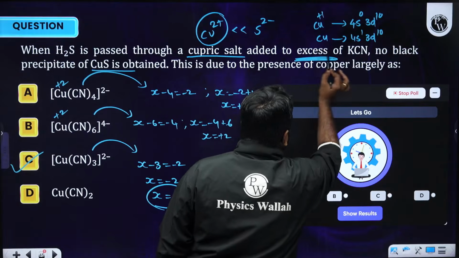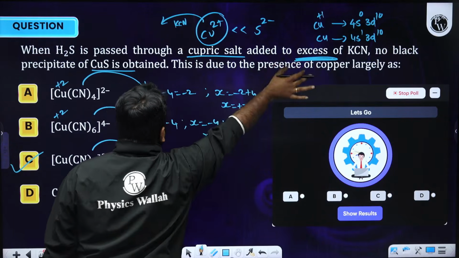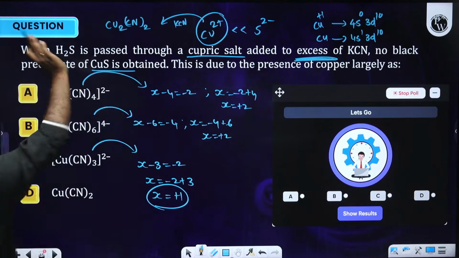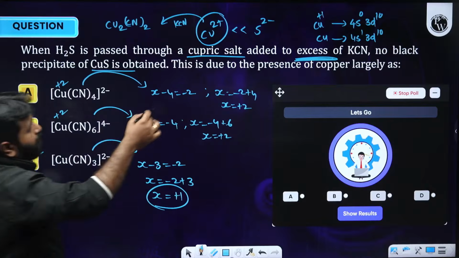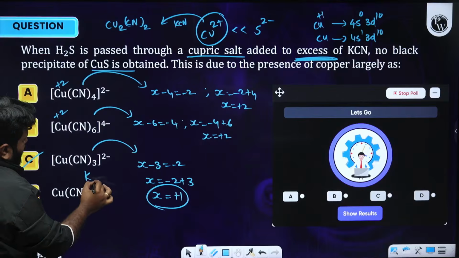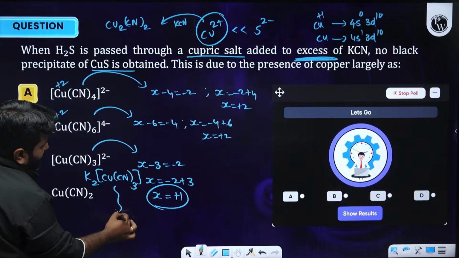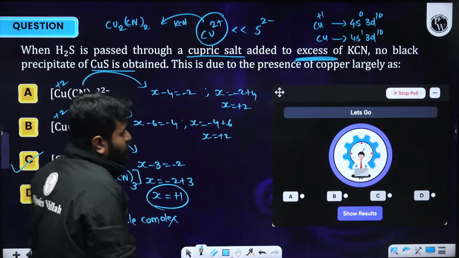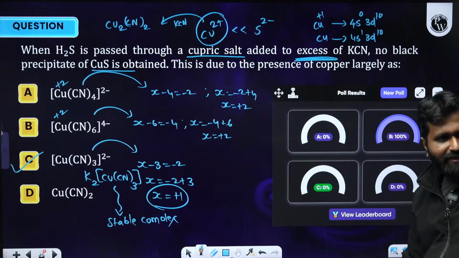Excess of KCN. If they are not passing excess of KCN, only KCN, not in excess, then what complex will we get? Cu(CN)2 we will be getting. But remember, since we are passing in excess, automatically this will give rise to K2[Cu(CN)3]. This is a very stable complex, my dear students. So option C is the right answer.